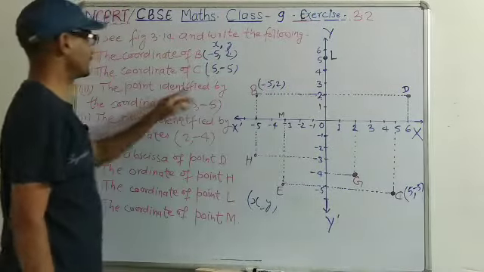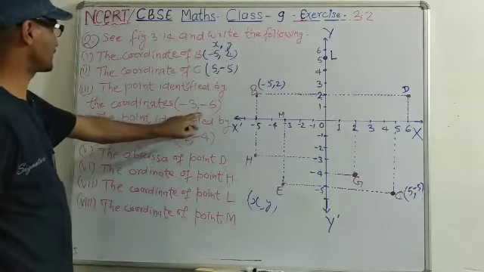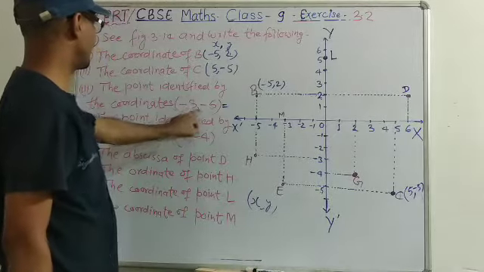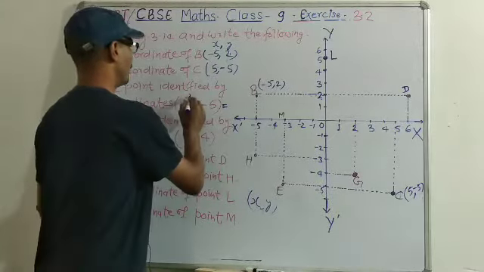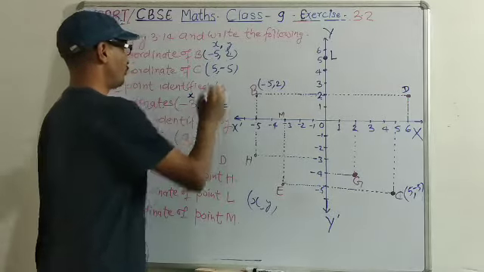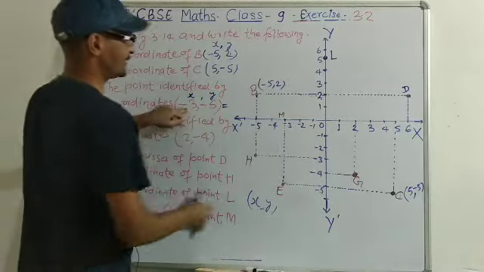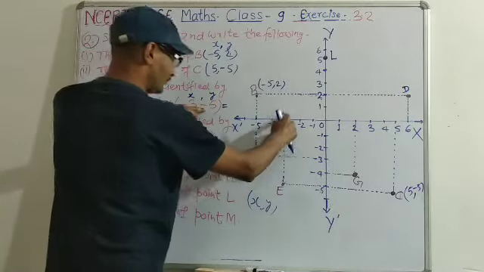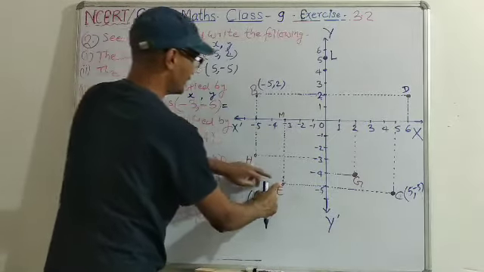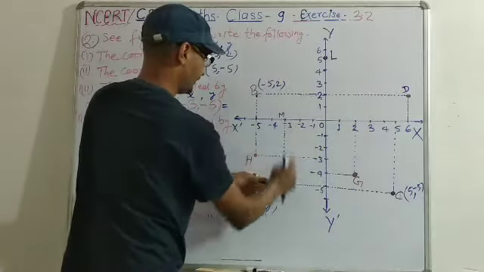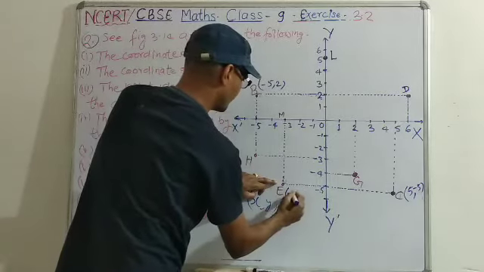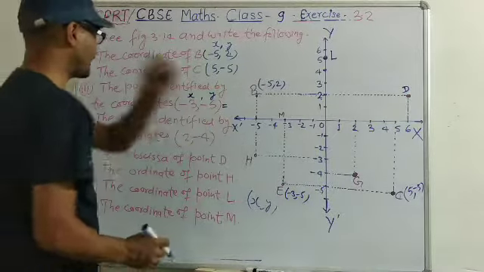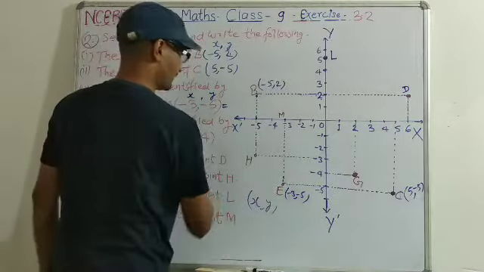The point identified by the coordinate -3 -5, where is located this -3 and -5? The -3 we will see on the x axis, -5 is on the y axis. The -3 on the x axis, it is x axis negative here, -3, and on the y axis negative downwards. That means this point is known as E. The point is already given, so we should write only the name of that point where it belongs to -3 -5. It is the point E.